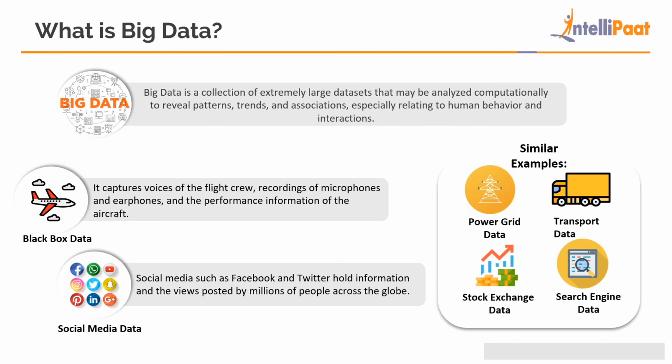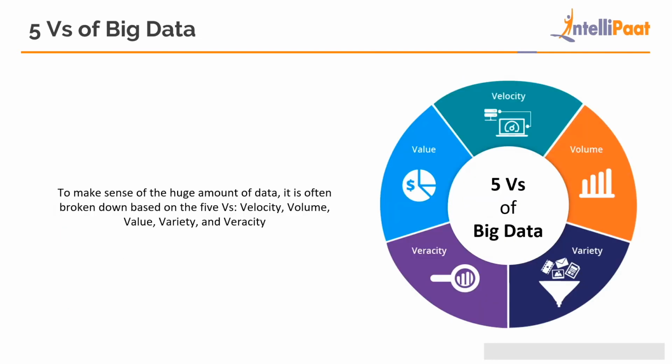And then other similar examples would include power grid data, transport data, stock exchange data, search engine data. So we search things on Google. A lot of people search things on Google every day, maybe millions and millions of people. So the sheer magnitude of the search volumes would constitute data being accumulated on the Google servers, and that would be called the search engine data, which is big data essentially.